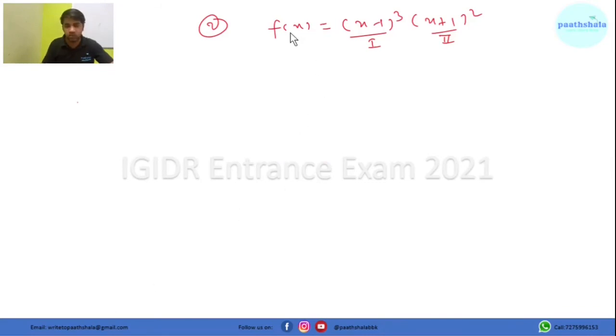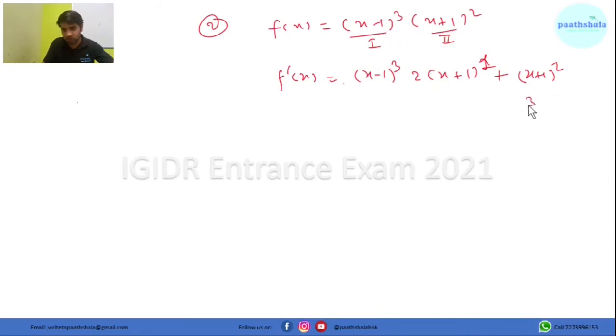It is f(x) equals (x minus 1) cube and (x plus 1) whole square. So we'll solve it by the product rule, that is first and second. So f dash x equals, we'll write the first function as it is and differentiate the second function, it will come out to be 2(x plus 1) whole power 1. Then we'll write the second function as it is and we'll differentiate the first function, so that will come out to be 3(x minus 1) whole square.